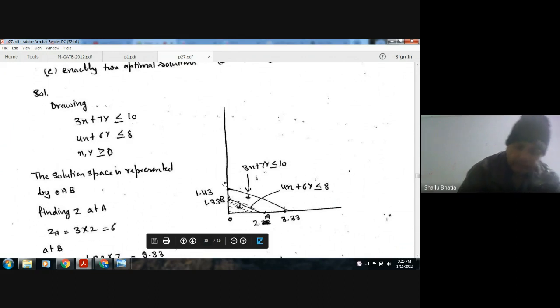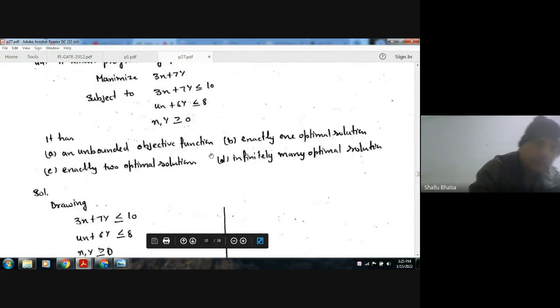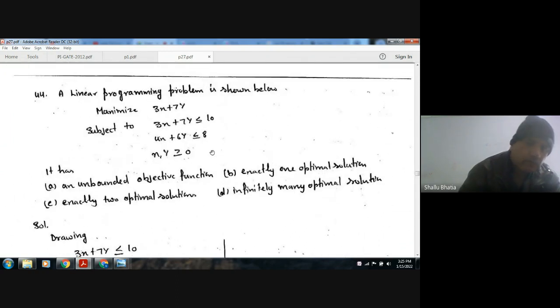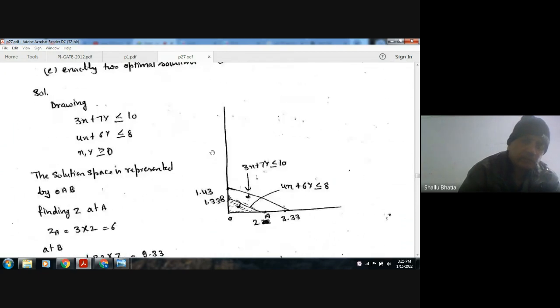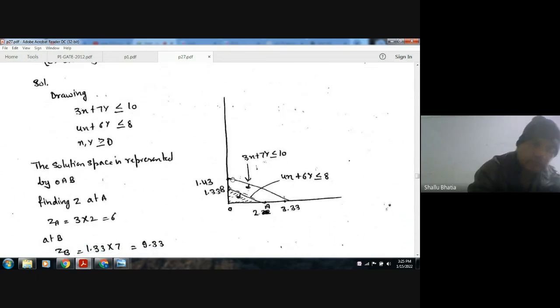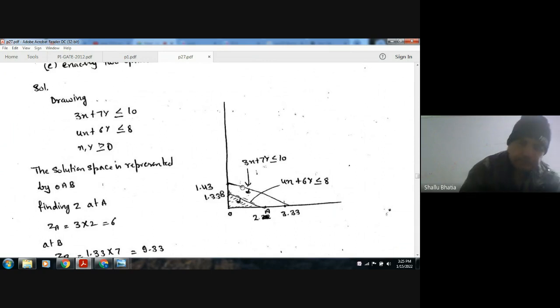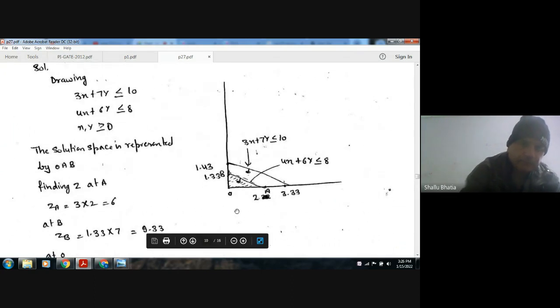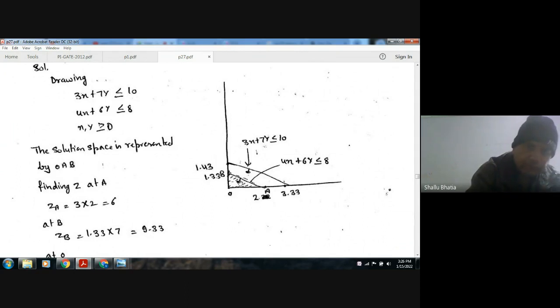Now drawing the other constraint. Taking y equal to 0, x will be 2. And taking x equal to 0, y will be 8 by 6, or 1.33. As 0, 0 is less than 8, this will be its feasible region. So the common region between these two will be this shaded region. So the solution space is OAB.